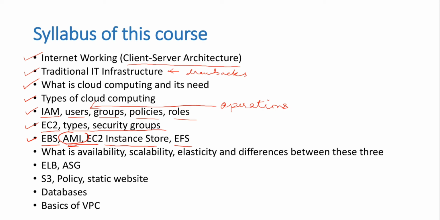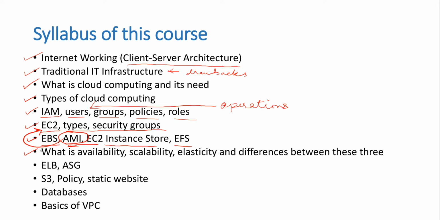AMI is just the machine image. Full form is Amazon Machine Images, and it is used to tell what kind of software and what kind of operating system will be installed on our EC2 when we launch an EC2 instance.